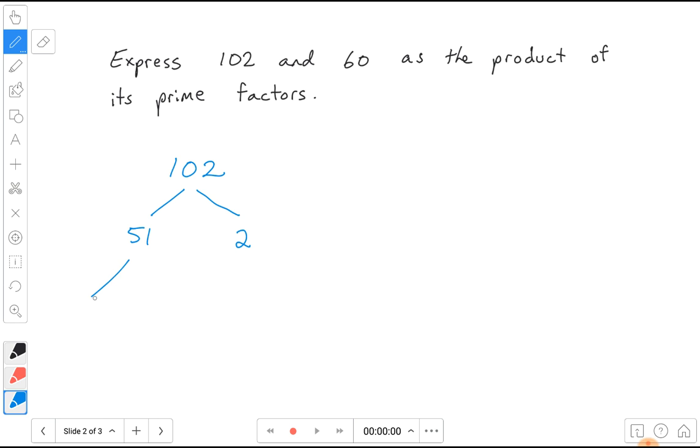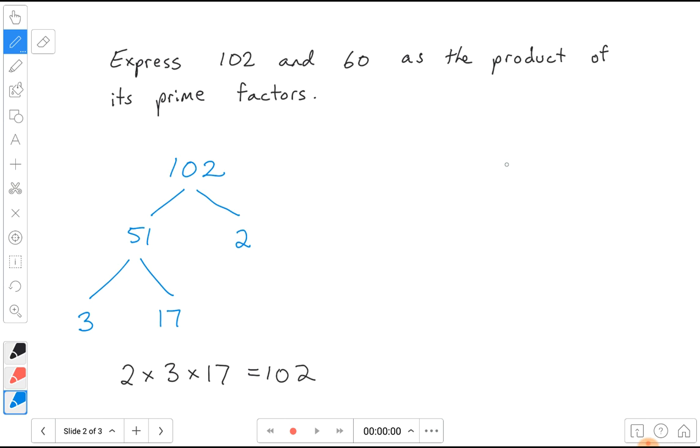So can we divide 51 by two values? Can we find two factors for the number 51? We can. It's 3 and 17. 3 times 17 gives us the number 51. And these are both prime numbers. So this tree is actually pretty small. So if we're going to write out the product of prime factors for 102, we say that 2 times 3 times 17 equals 102. That's the product of its prime factors. 2, 3, and 17 are all prime numbers.